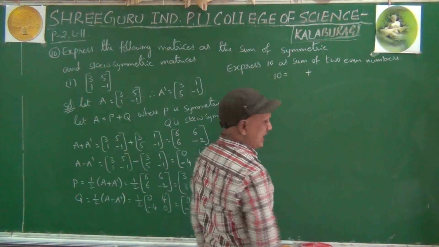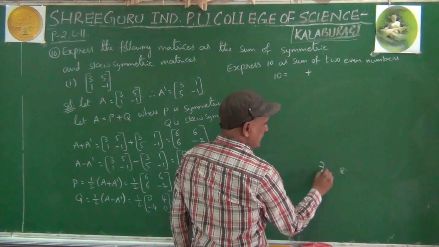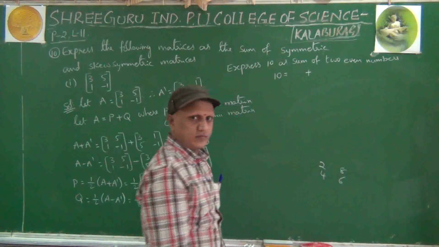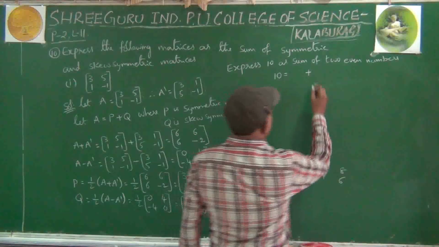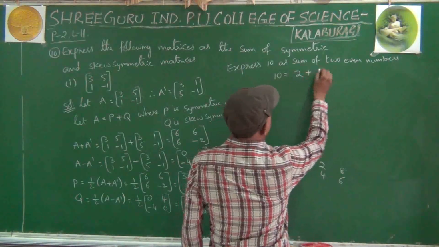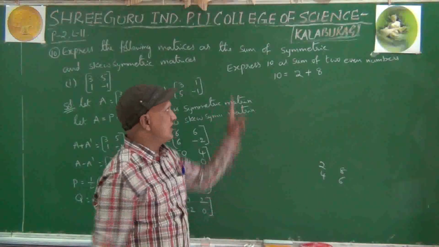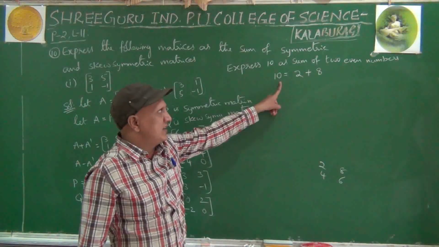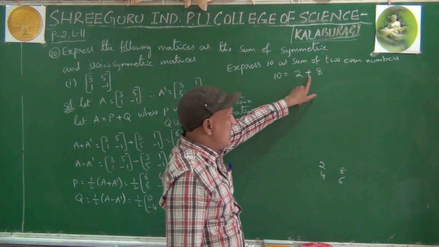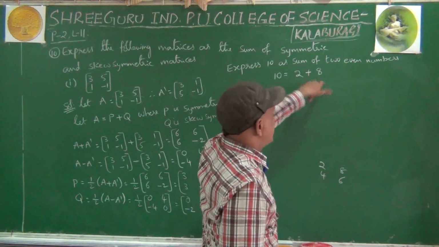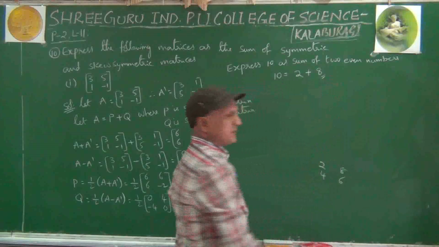Two even numbers, you can take anything: 2, 8, 4, 6. Right? So I am taking 2 and 8. Answer is over, that's it. The answer is that much only. We have to express 10 as the sum of two even numbers. The answer is this much only.